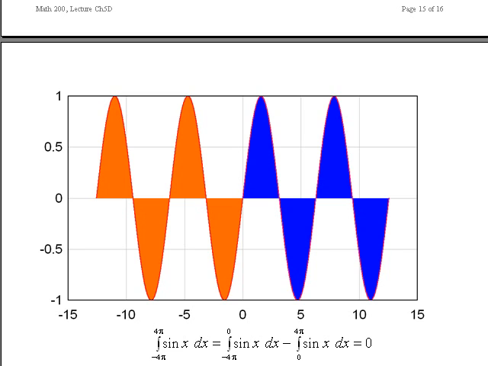Here is the integral of sine x over the same interval, minus 4 pi to 4 pi. But you see, because it's an odd function, every area that I have here has an opposite area down here. This one is here, opposite up here. We have this one, and we have one with the same area but with a negative sign here. The result of this is 0.